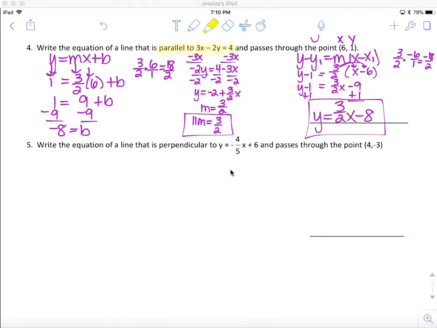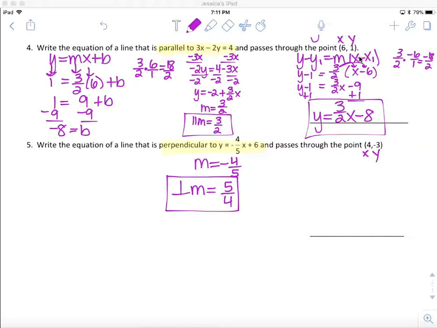Number 5 says, write the equation of a line that is perpendicular to y equals negative 4/5 x plus 6. If my slope there is negative 4/5, perpendicular, here's their story, opposite reciprocal, that's their glory. The opposite reciprocal would be positive 5 over 4. That's all I need from that equation. Then I'm given a point.